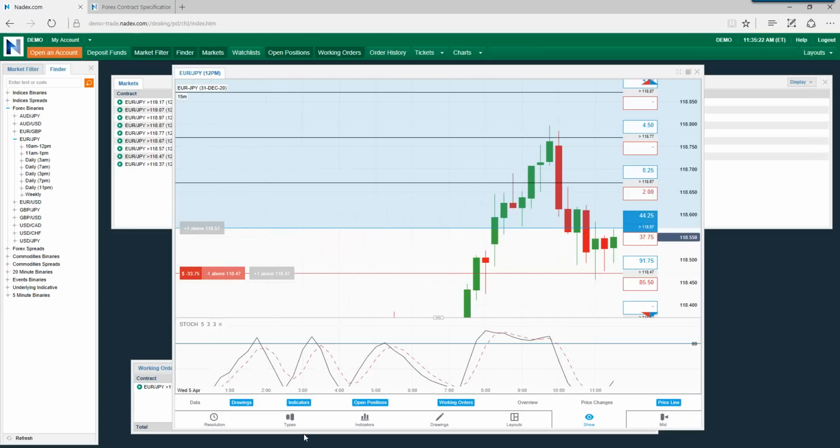Nadex matches buyers and sellers, okay? So I have a buyer that wants to buy for $30 right now. But in order for the buyer to buy at $30, there has to be a seller willing to sell at $30. They're matching these up. And that's why this order might not ever get filled.